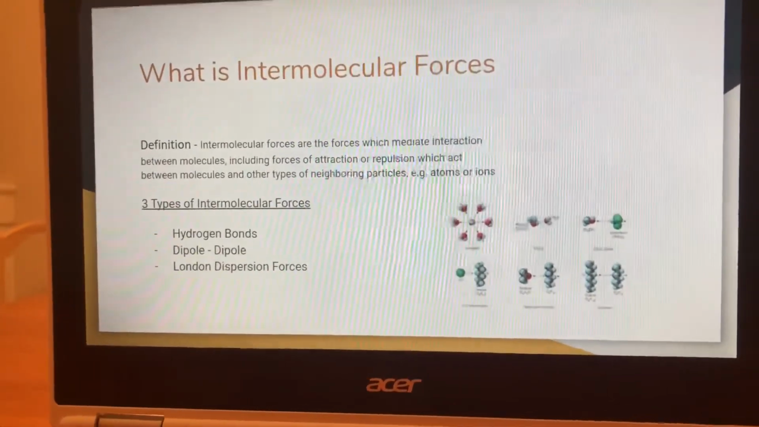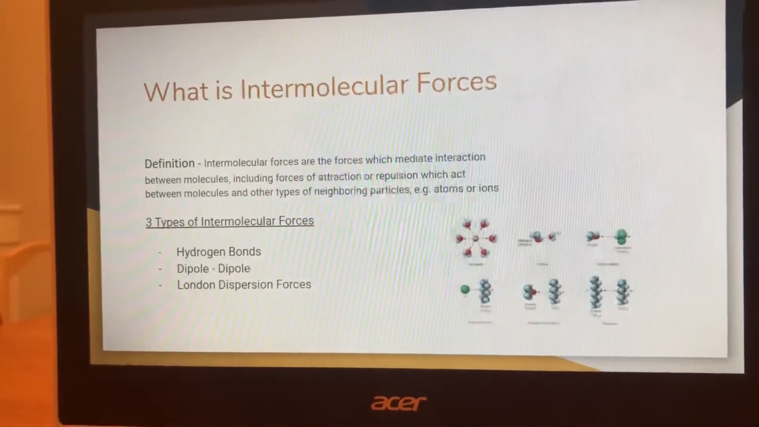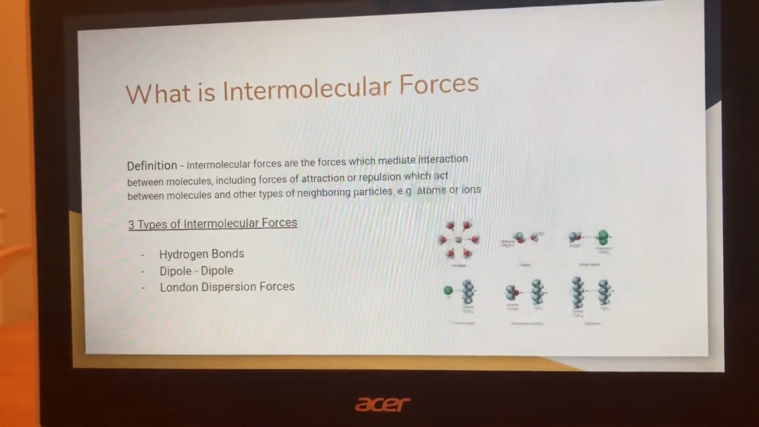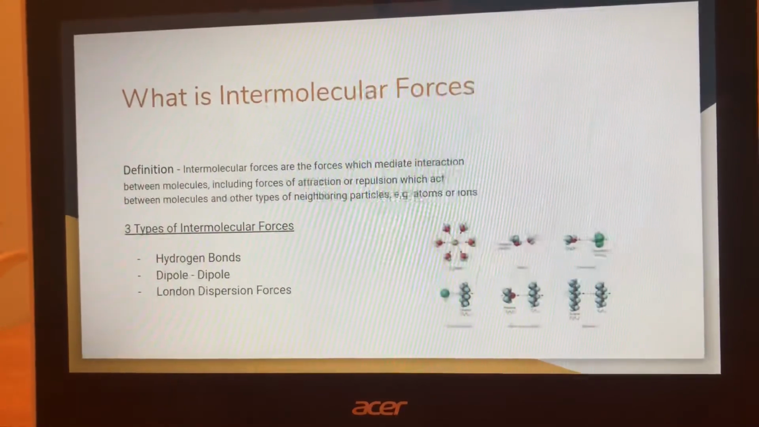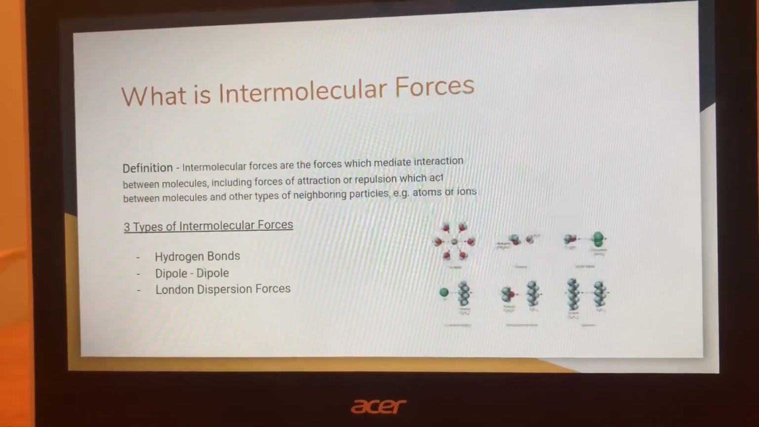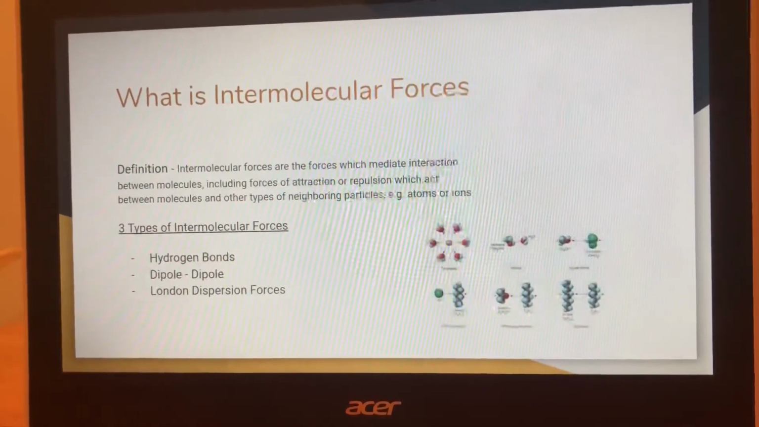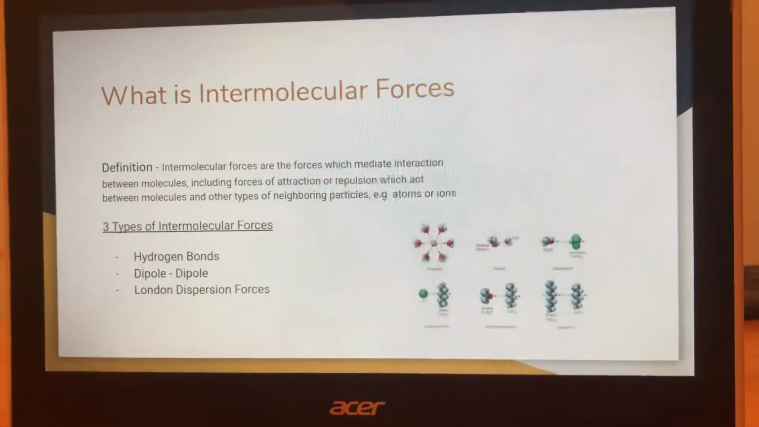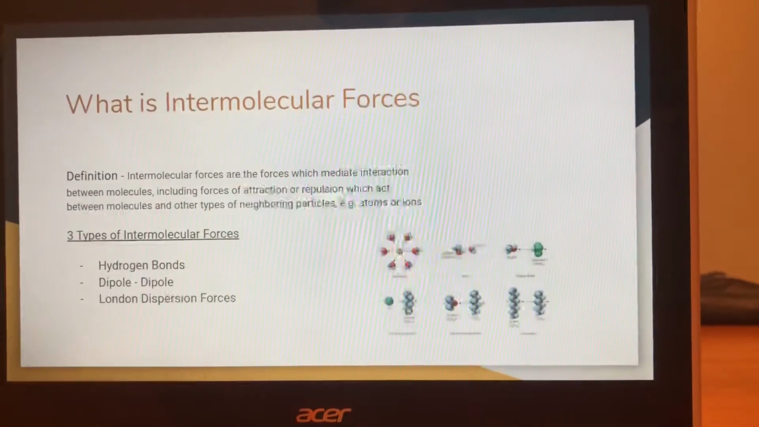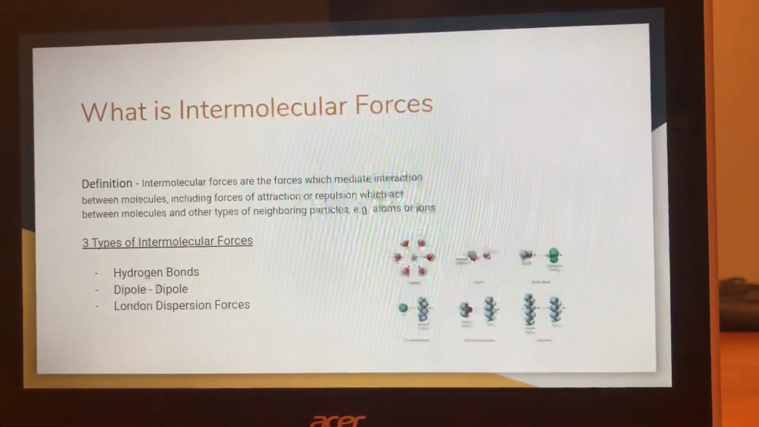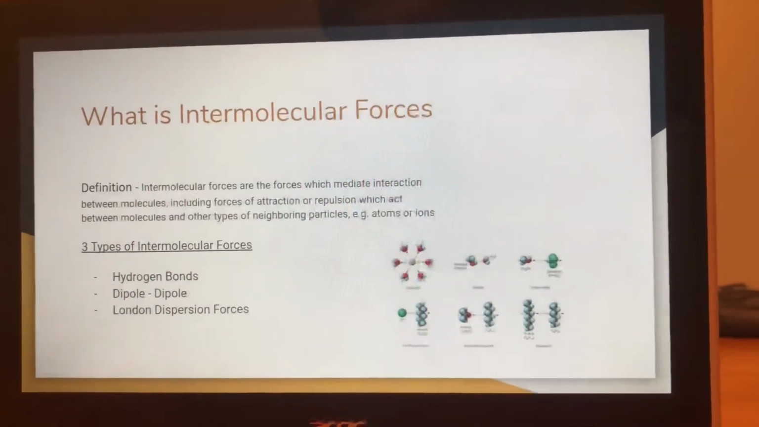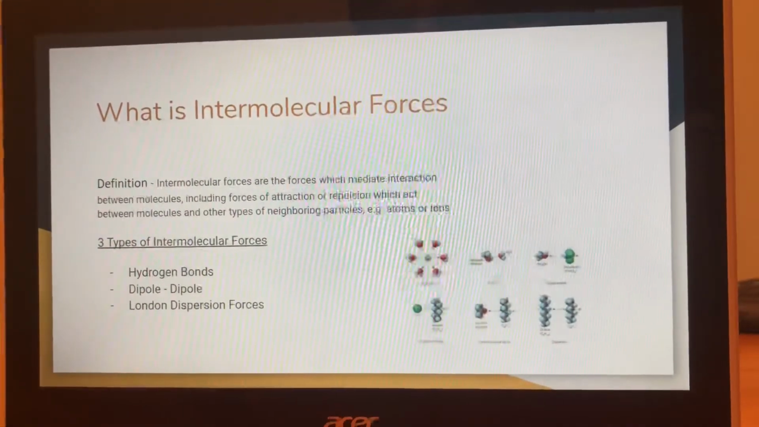So what are intermolecular forces? Intermolecular forces are forces which mediate the interaction between molecules, including forces of attraction or repulsion, which act between molecules and other types of neighboring particles, such as atoms or ions. The three types of intermolecular forces are hydrogen bonds, dipole-dipole, or London dispersion forces. Those last two are known as van der Waals forces.